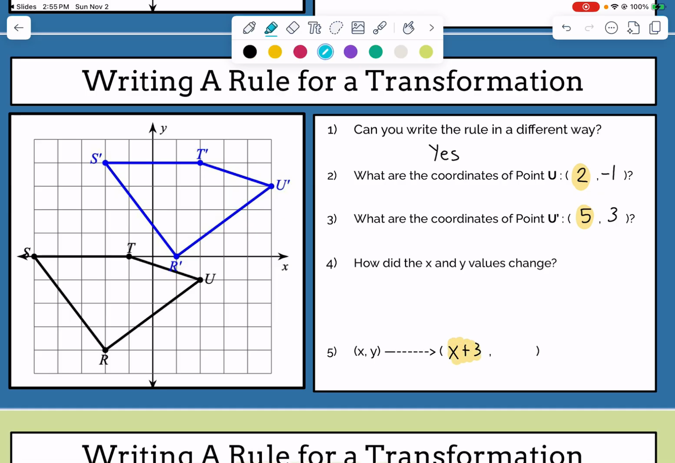And how did you go from -1 to 3? Right, well, I added 4. So my Y changes to Y plus 4. And again, you can witness this here. So we're going 3 to the right, 1, 2, 3, up, 1, 2, 3, 4.